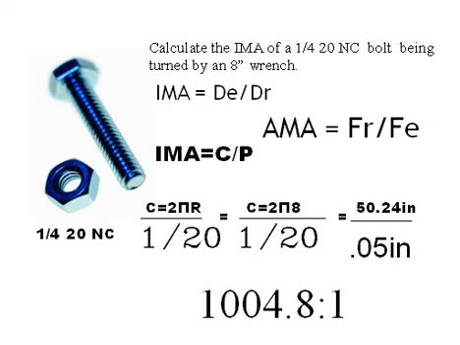In our last lesson, we learned how to calculate IMA for a bolt. And that wasn't too difficult. You took the circumference divided by the pitch, and it gave you 50.24 inches as the circumference, which we'll call D of E in this exercise. And it also gave you 1/20th or 0.05 inches for the pitch, which we'll call D of R for this exercise. So when we're calculating AMA, we've got to find the force of resistance divided by the force of effort.